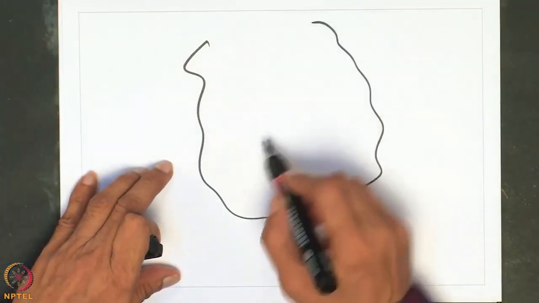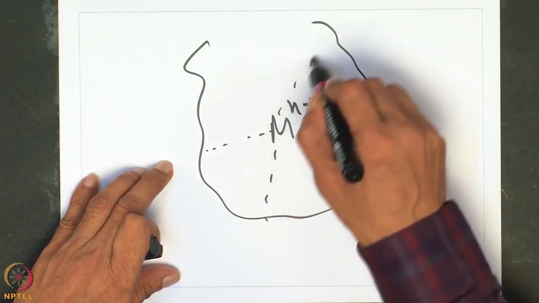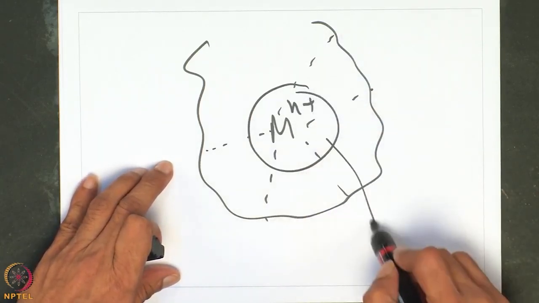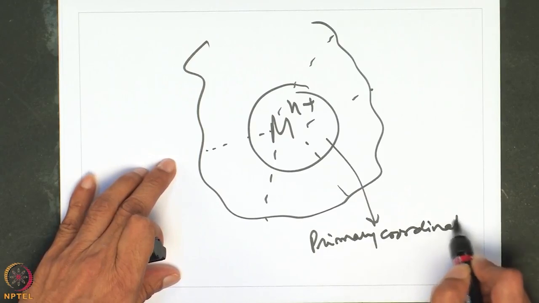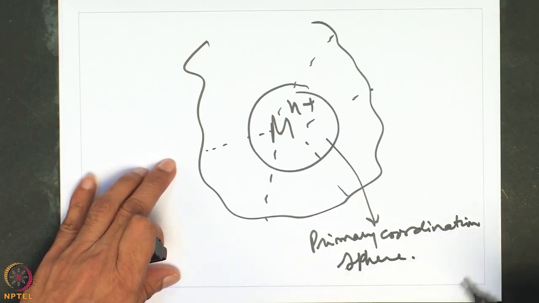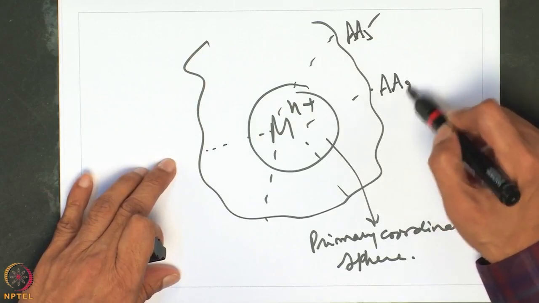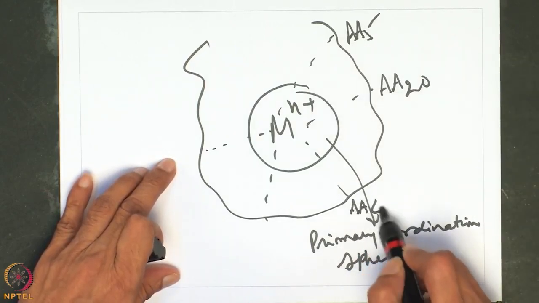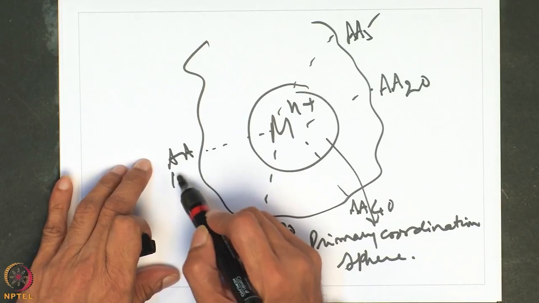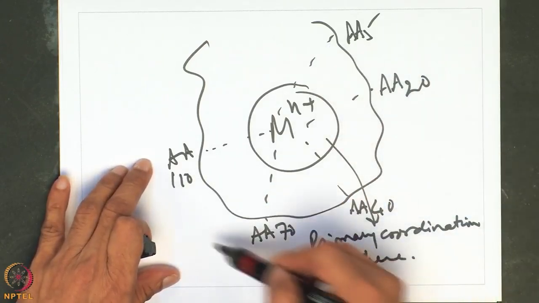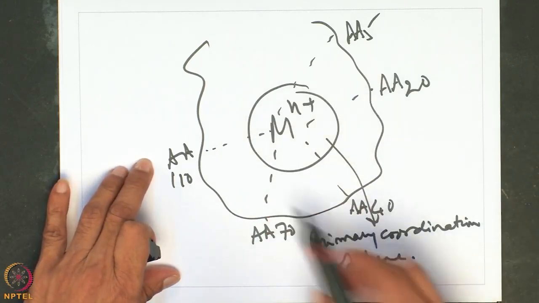You have a protein, you have a metal ion, binding through their side chains, etc. So therefore, this is a primary coordination sphere. That means some amino acid 5, then amino acid 20, then amino acid 40, then maybe amino acid 70, maybe amino acid 110, whatever. So different amino acids are bound to this and form a coordination complex.